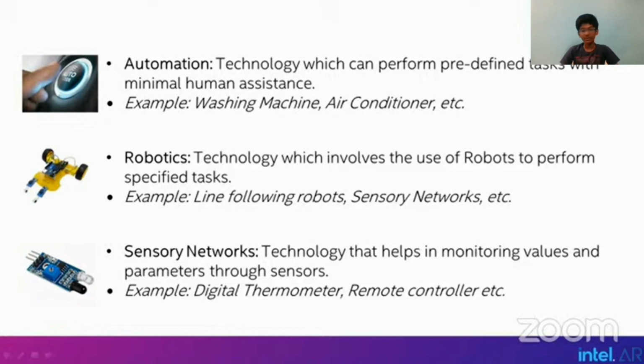Next is robotics. It is technology which involves the use of robots to perform specified tasks. Example, line following robots, etc. Next, sensor networks is the technology that helps in monitoring values and parameters through sensors. Example, digital thermometer, remote controller, etc.